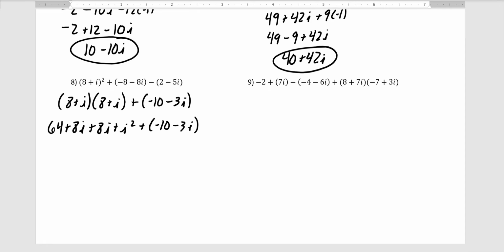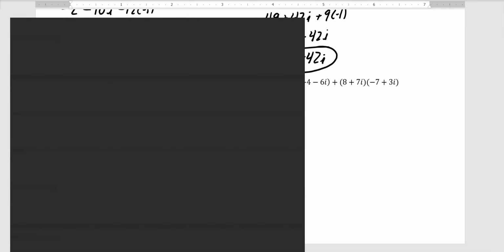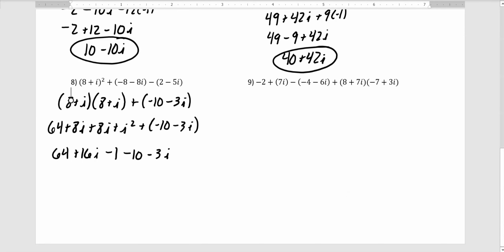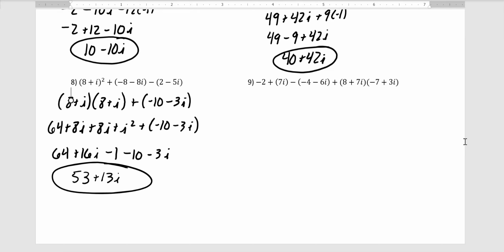So combine our like terms here. We have 64 plus 16i plus negative 1, so that will become minus 1, minus 10, minus 3i. So we're going to end up with 64 minus 1, which is 63. Minus 10 is 53. 16i minus 3i will become 13i. And that would be our solution for that one.